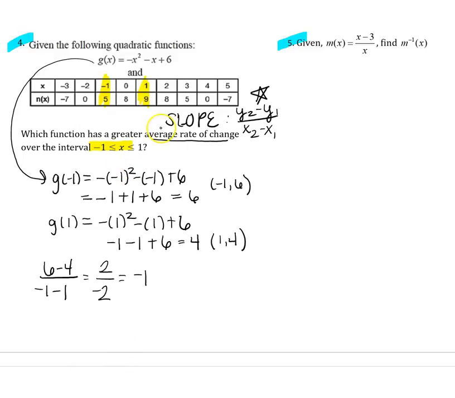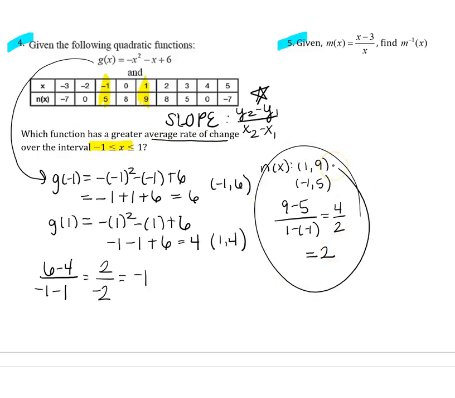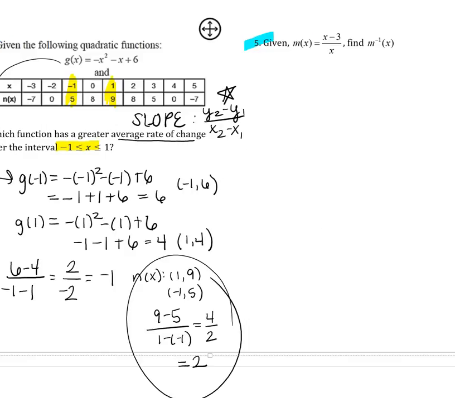Now I'm going to do my table n of x. So for n of x, our coordinates were 1, 9, and negative 1, 5. So 9 minus 5 for change in y, over 1 minus negative 1 for change in x. I get 4 over 2, which is then 2. So which function has the greater average rate of change? n of x does.